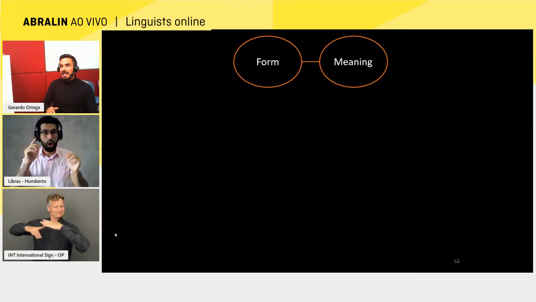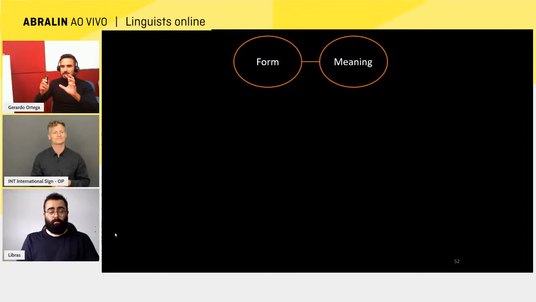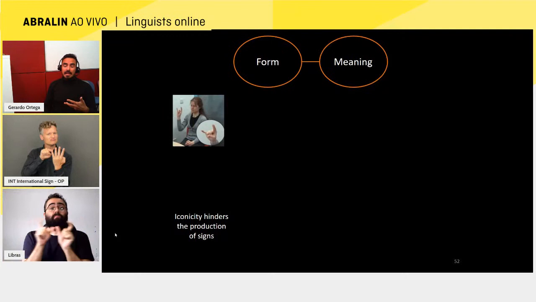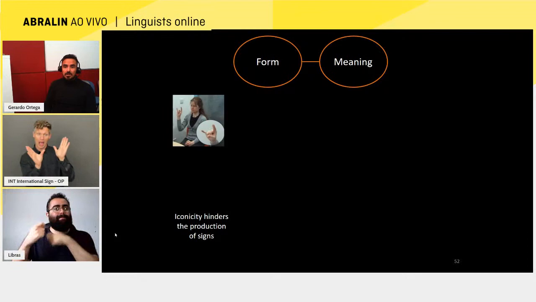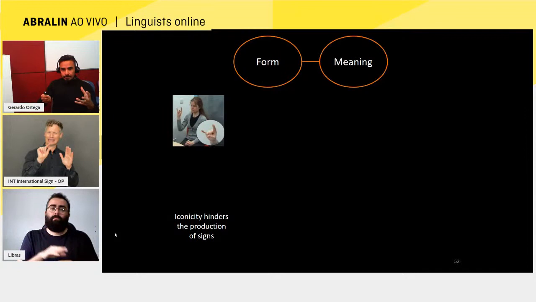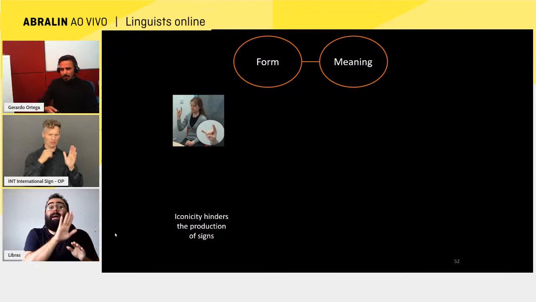So going back to form-meaning associations at first exposure to sign language, one of the key findings is, first of all, that we found that iconicity hinders the production of signs. And we argue that this has to do with the fact that the iconicity is really rich, and we don't really need to pay too much attention to the phonological form. And I'm going to talk a little bit more in detail about this in a second.